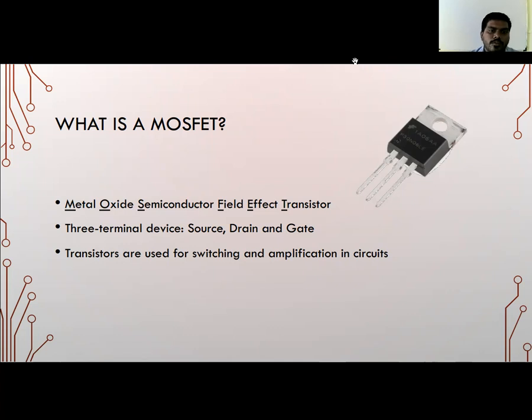The full form of MOSFET is metal oxide semiconductor field effect transistor, which means it is a transistor. If anybody asks what is a MOSFET, it is a transistor. It is a three terminal device. Here you can see there are three terminals coming out of this device.